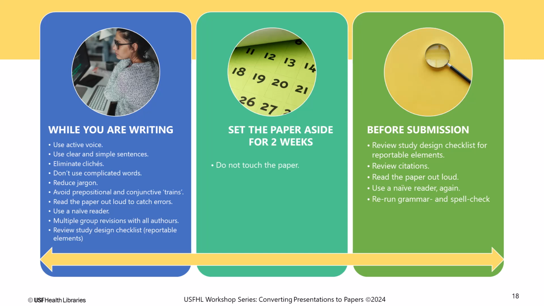So now we're looking at what we're going to do while we're writing. Use active voice. Passive voice is no longer considered standard or best practice. Use clear and simple sentences. As a reviewer, having to spend a lot of time disentangling what I think someone is saying or asking them to please explain this section is very annoying. A style checker in Word can eliminate cliches and jargon. Don't be overly complicated. If you're going to use a complicated word or phrase, define it for your reader, please.